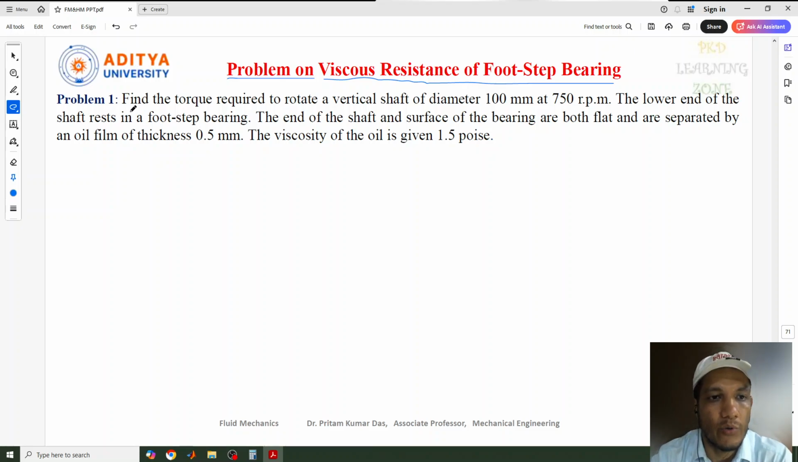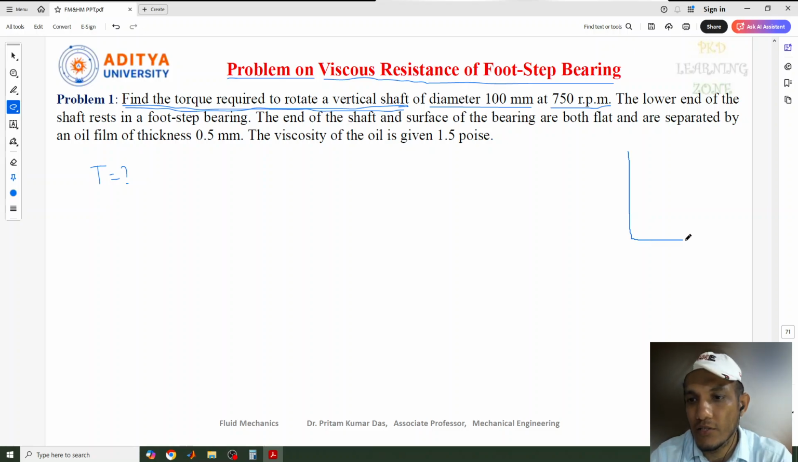Here I've taken a question: find the torque required to rotate a vertical shaft. In this first line itself, the question asks what is the torque required to rotate a vertical shaft. So our work is to identify the torque. What data are given? The question mark is what needs to be found out. The data given: diameter is 100 mm at 750 rpm. That means this vertical shaft is rotating.